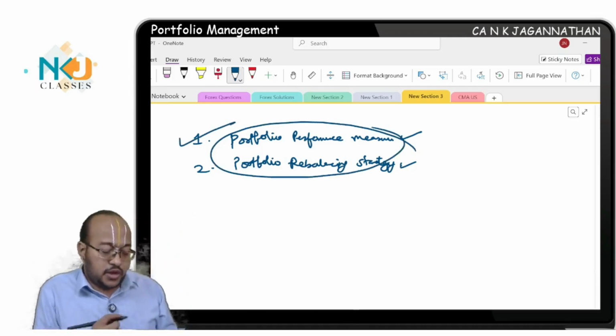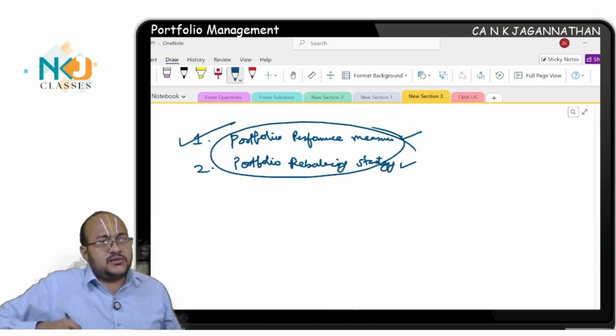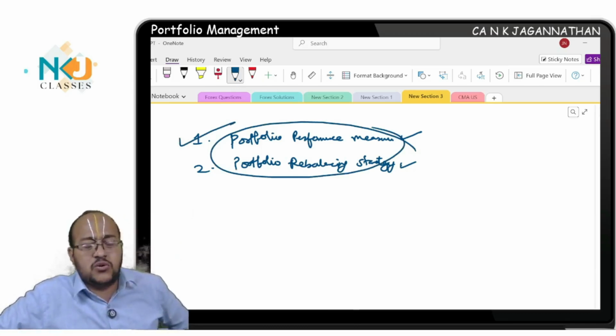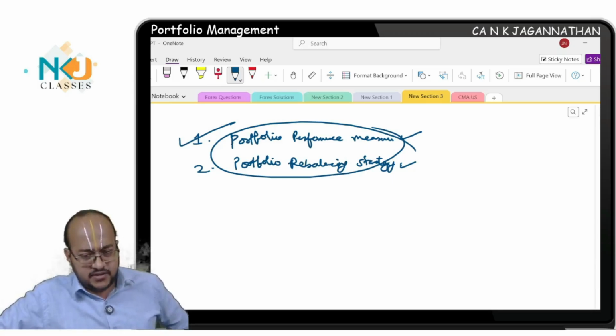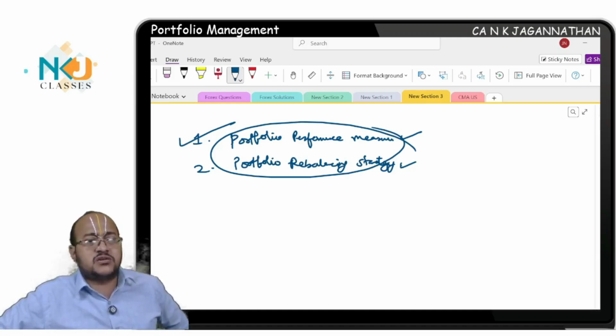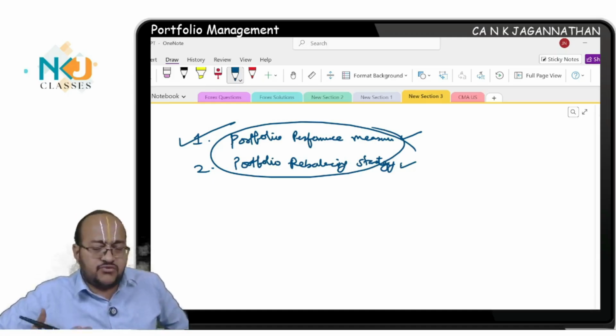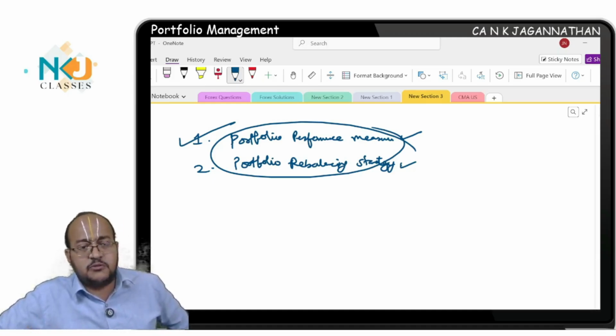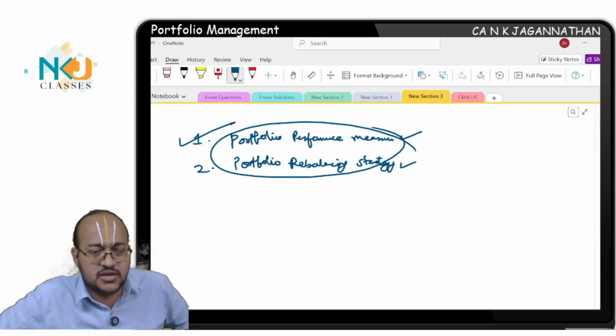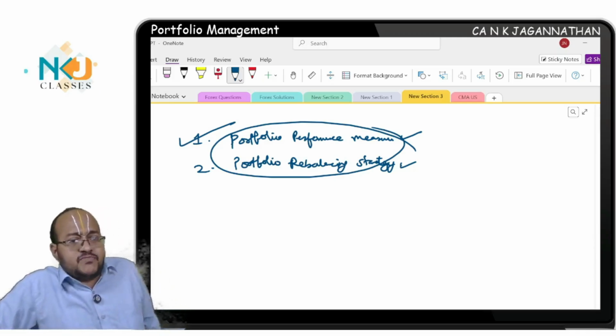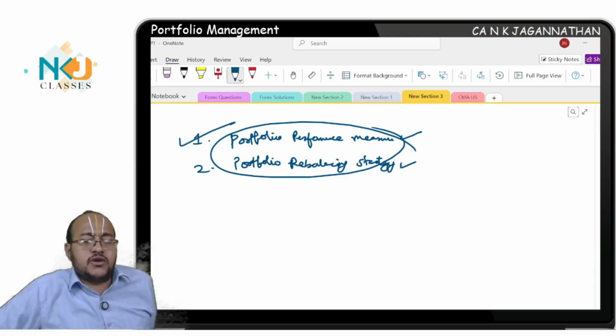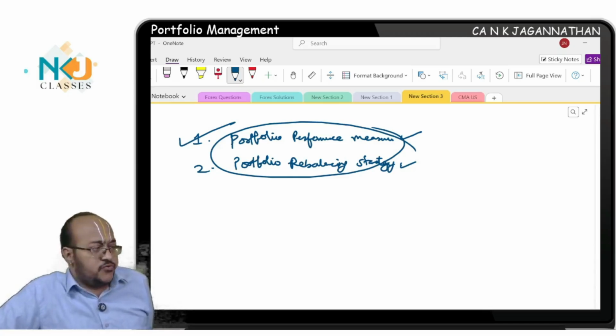Apart from that, there is one topic called the security lending scheme, the share lending scheme or stock lending scheme, which was recently in the syllabus. Recently they have tested one question, not in the examination in the past 3 or 4 attempts, but I think in one of the MTPs, which we have to solve. Anyway, I'll put up a separate video for that.